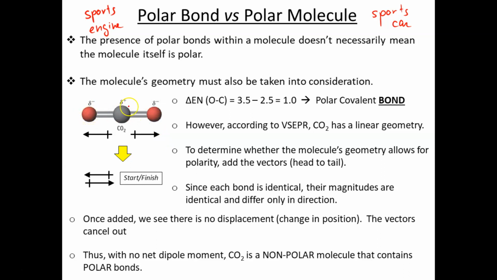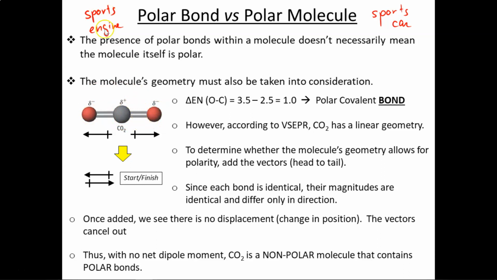This is another oxygen. We can do the same thing. So electrons in this particular bond are being dragged towards the oxygen because that's the higher EN value. It's more attractive for electrons. You'll notice that both dipole moments are equal in magnitude because they both have a delta EN of 1.0. All right, they're just pointed in opposite directions. So here we have a polar covalent bond. However, according to VSEPR, CO2 has a linear geometry. And so although it's got a polar covalent bond, the overall molecular geometry does not allow for polarity.